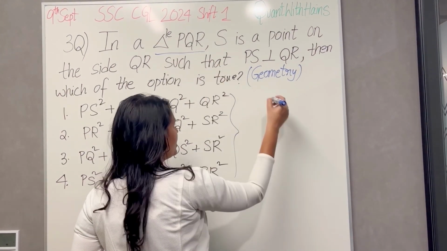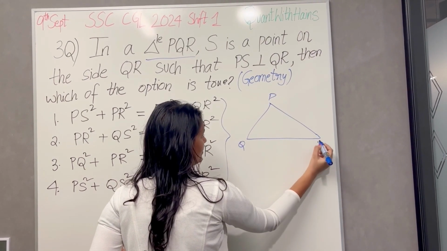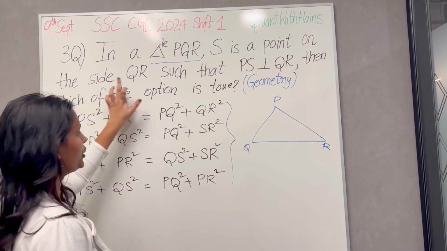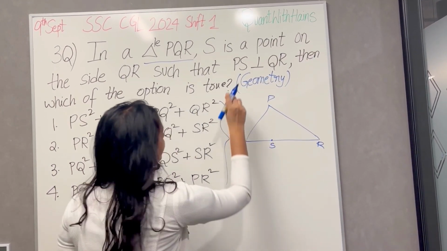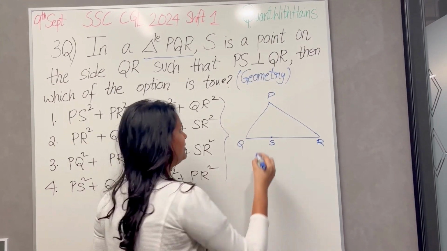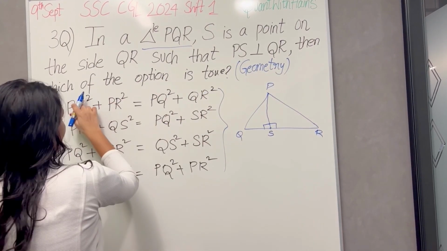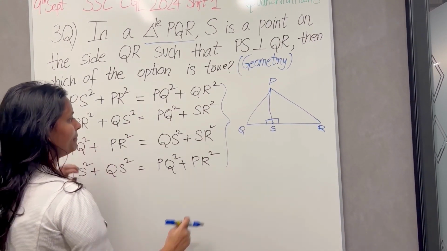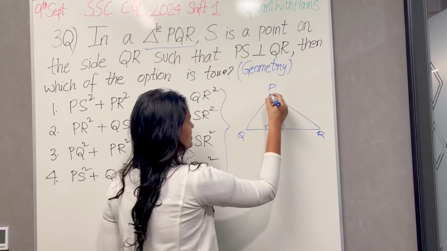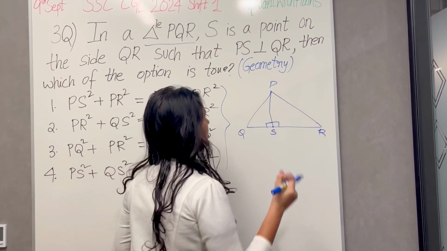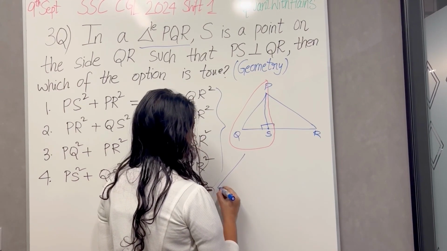Let us draw triangle PQR first. S is a point on the side QR, such that PS is perpendicular to QR. Means if you draw a line like this, it should be perpendicular. Then which of the options is true? Here we need to find the relationship between these. If we consider triangle PQS, it is a right angle triangle.